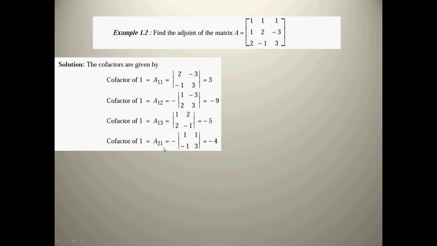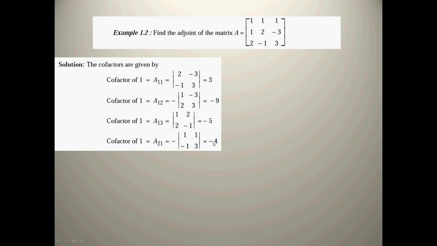Similarly, the cofactor of 1, A21, that is the element in the second row and the first column, this one. So you leave this column and this row, 1, 1, minus 1, 3, and it should be considered with the negative symbol. That is, the negative of this determinant you have to consider, which is minus 4. You see this 3, minus of minus 1 is 4, plus 4, but there is a minus symbol outside, so you will get minus 4. Now the cofactor of this 2, A22, the determinant is 1, 1, 2 and 3, and 3 minus 2 is 1.